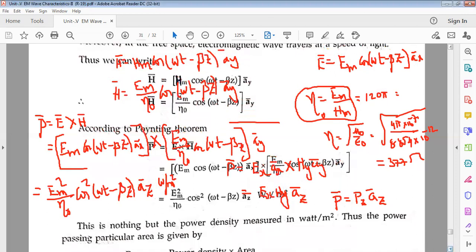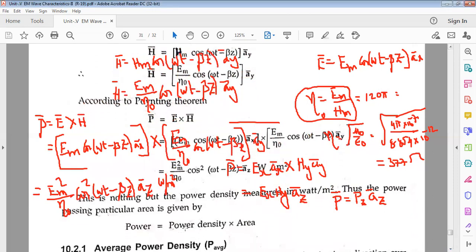Okay, now we can apply here. This is nothing but the power density, measured in watts per meter square. Thus the power passing through a particular area is given by power density into the area. Okay, we got P bar is equal to Em square by eta into cos square(omega t minus beta z) into Az bar.